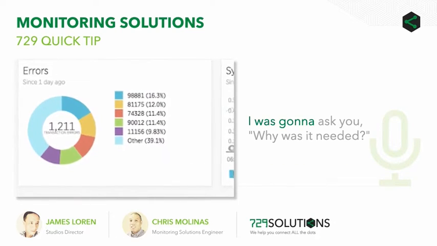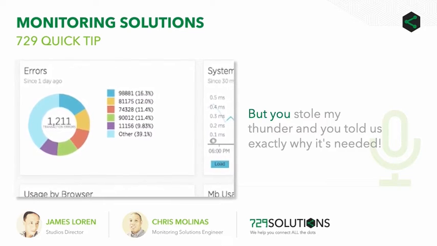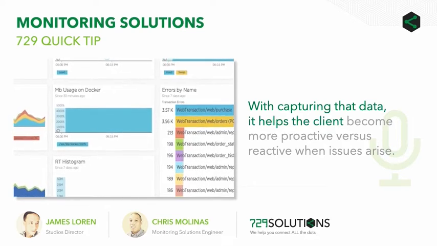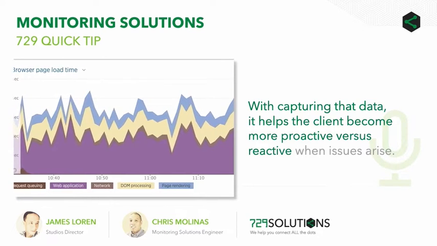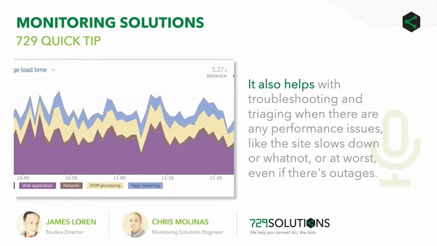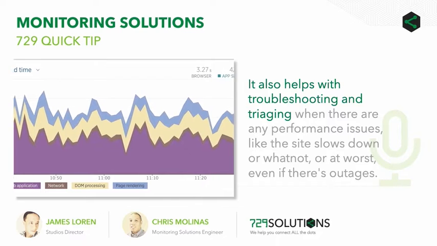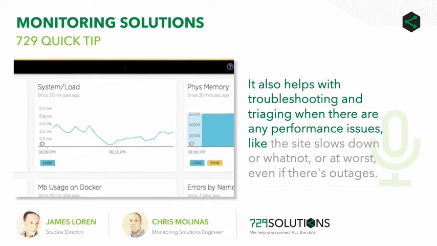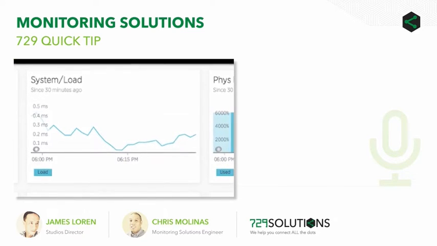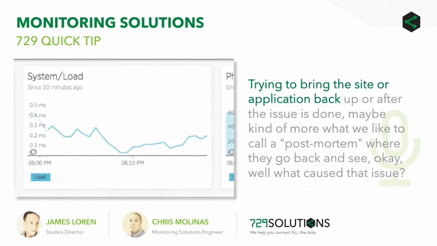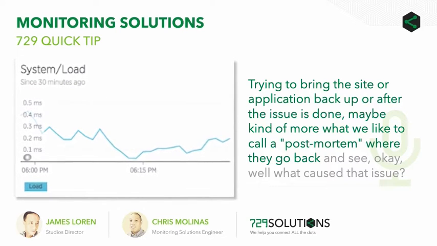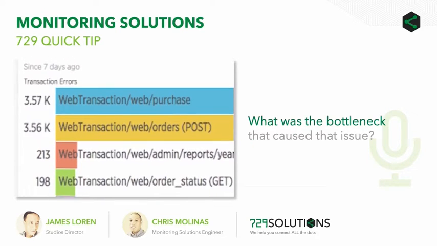That makes 100% sense. I was going to ask you why it was needed, but you stole my thunder and told us exactly why. With capturing that data, it helps the client become more proactive versus reactive when issues arise. So hopefully they can fix it before the outside world sees it. It also helps with troubleshooting and triaging when there are performance issues, like the site slows down, or at worst, outages. Trying to bring the site or application back up, or after the issue's done, what we like to call a post-mortem, where they go back and see what caused that issue. What was the bottleneck?